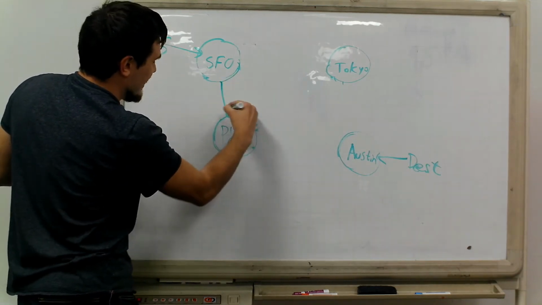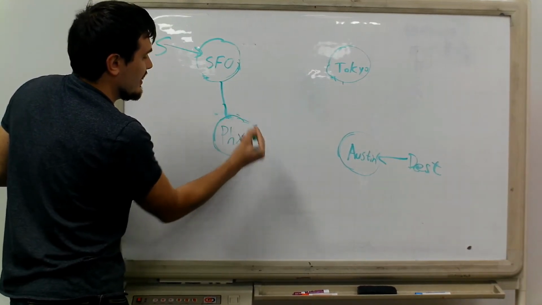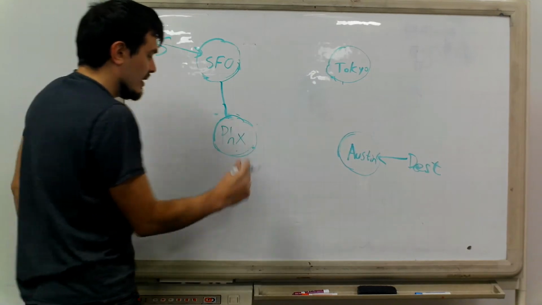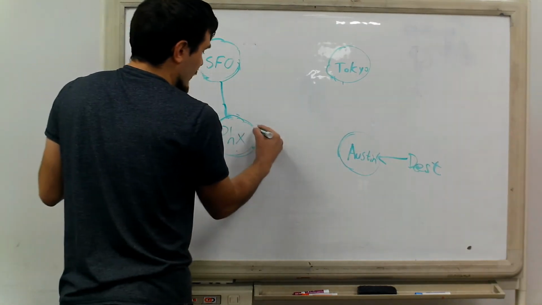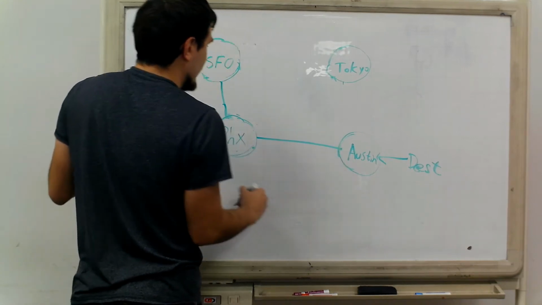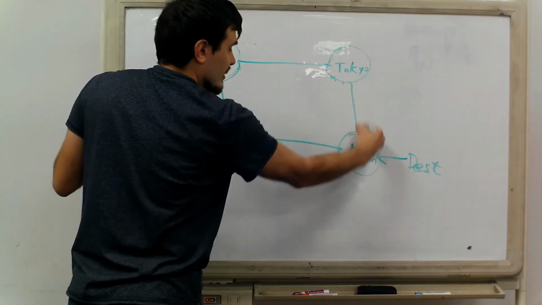Okay, so let's say there's a flight from SFO to Phoenix. Well, let's model it as undirected for now. Let's say all the flights go in both directions. And let's say there's this flight. But let's say there's also this flight.